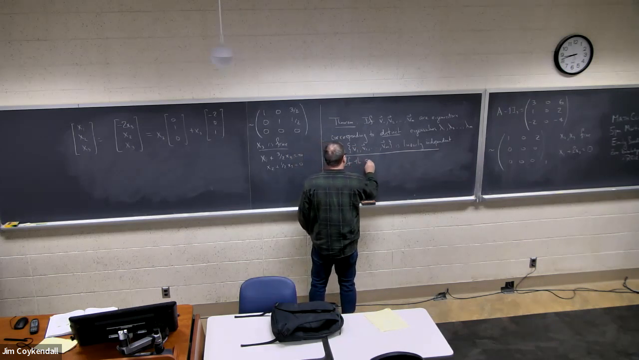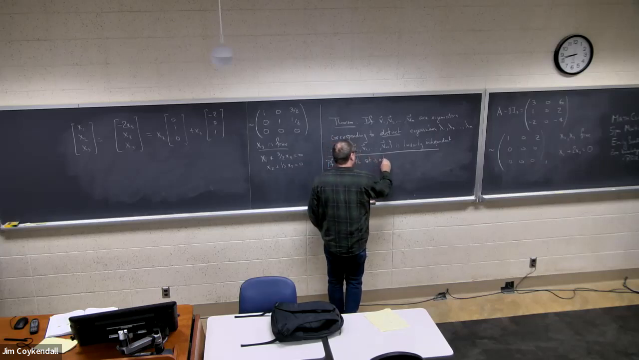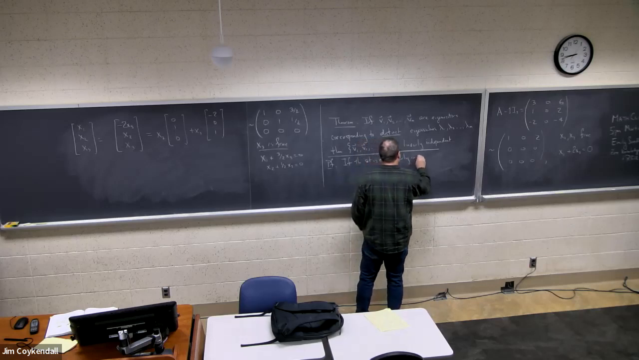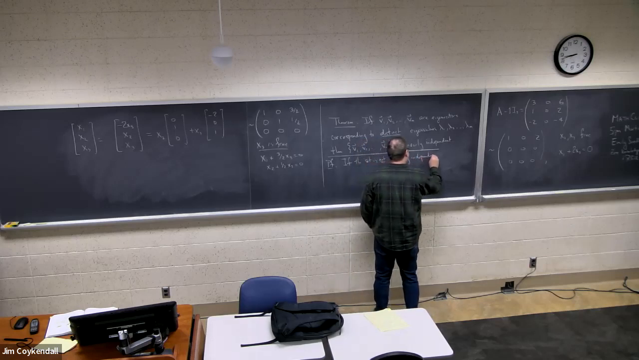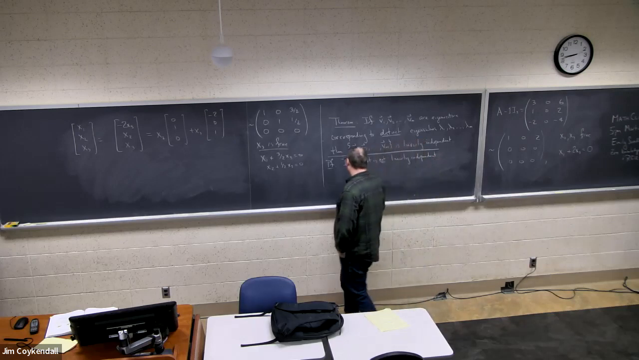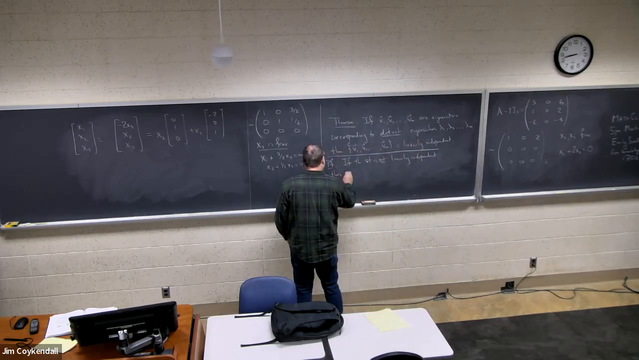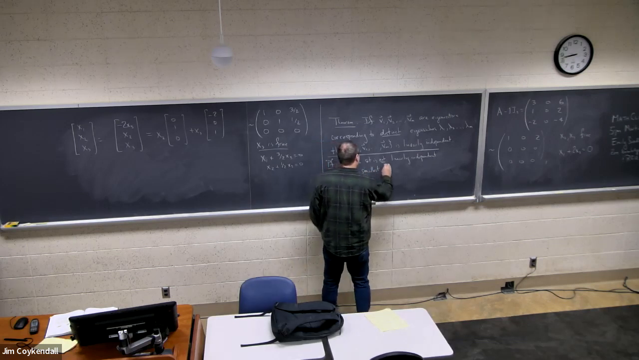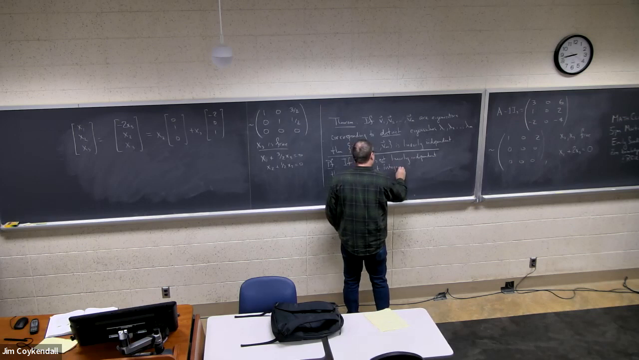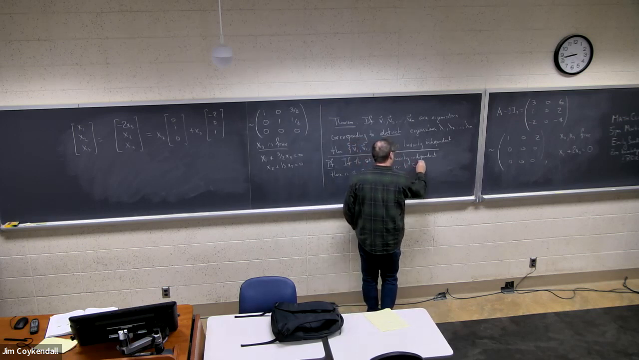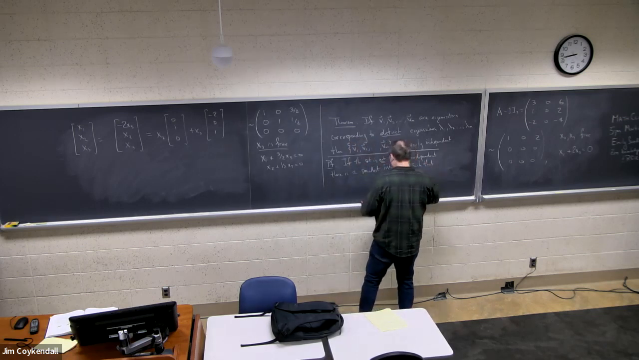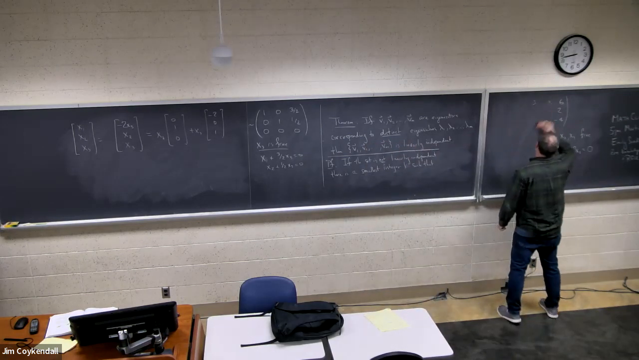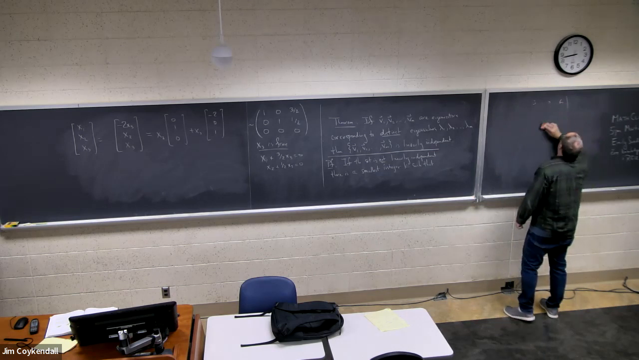If the set is not linearly independent, there is a smallest integer k such that the k plus one of those vectors is a linear combination of the rest.